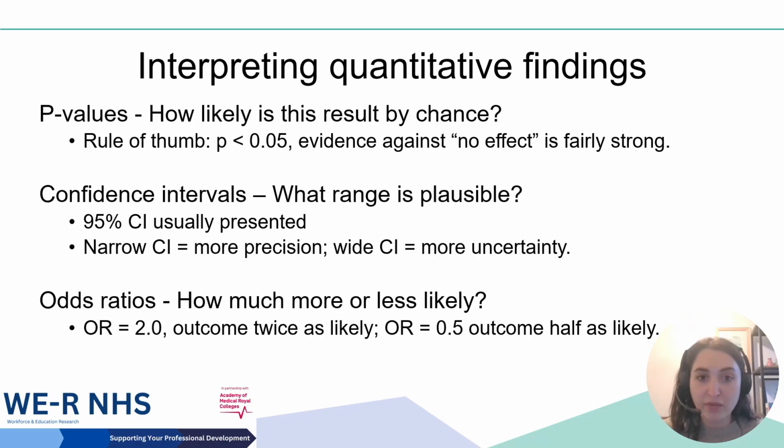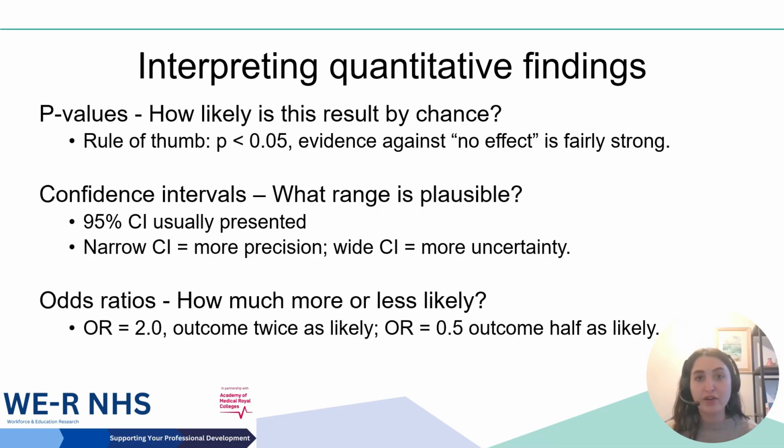I'm now going to provide an overview of how to interpret quantitative research findings. Something which is commonly shown in results sections of papers is a p-value, and this shows how likely this result is to have occurred by chance. It's normally set as p is 0.05 as shown on the slide here, or sometimes 0.01. Generally, the rule of thumb is that if the p-value is less than 0.05, then evidence against there being no effect is fairly strong, so we can reject the null hypothesis and conclude that there was a positive impact, for example, of an intervention.